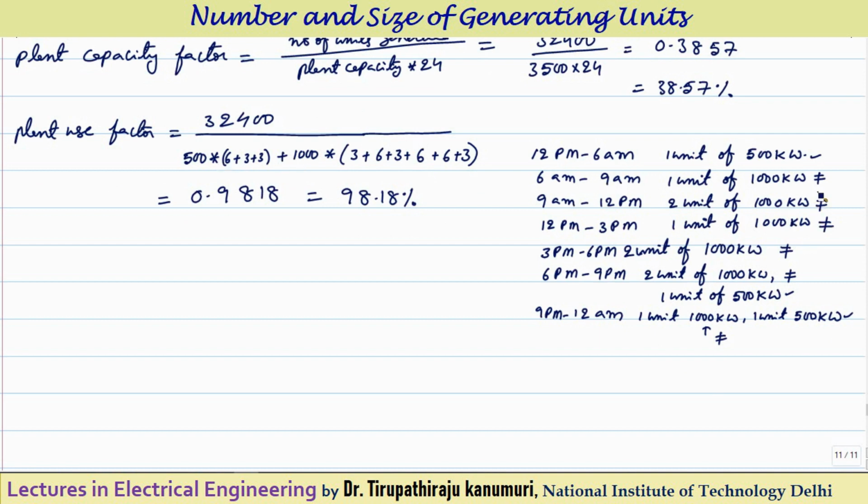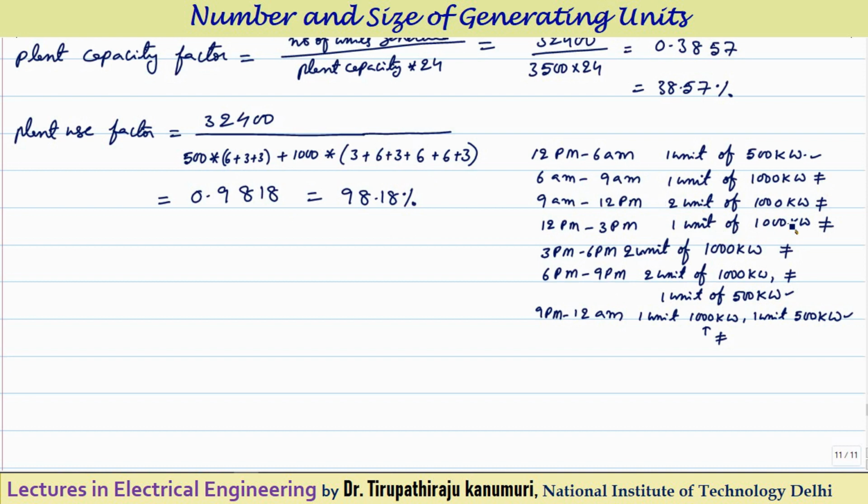Again 500 is running here, from 6 to 9. That means 3 hours. Again 9 to 12, it is for 3 hours. So 6 plus 3 plus 3. Now coming to the 1000 kilowatt. One unit is running from 6 to 9, that means 3 hours. And from 9 to 12, for 3 hours, 2 units are running. So 2 into 3, that means 6.